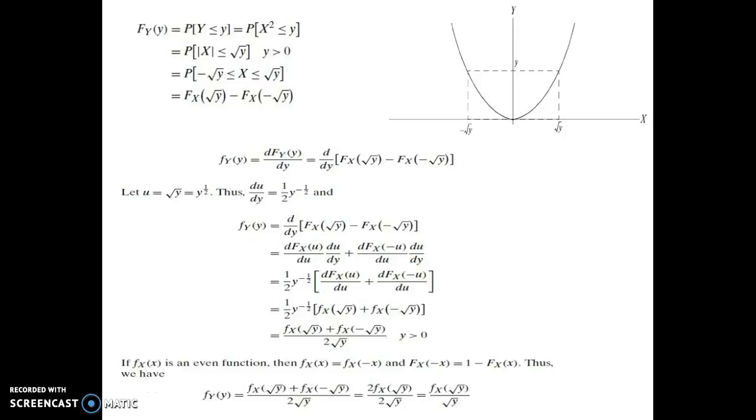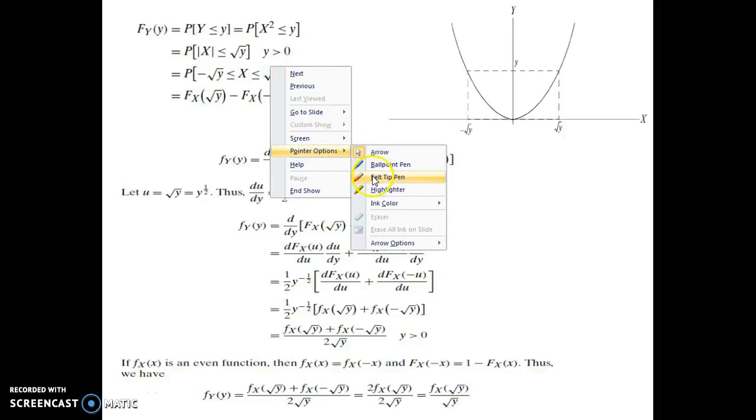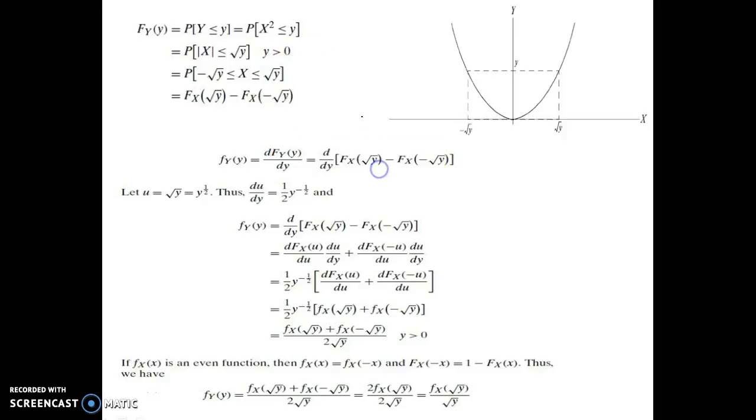Okay, we were dealing with the linear function of x. Now what happens if y is equal to x squared? That is a power function of y. Okay, the process is like before.